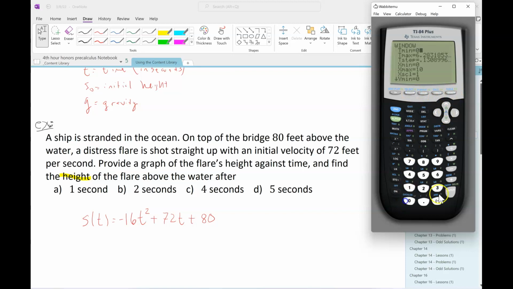And check my window here. What did we say? 0 to 10 seconds. That's fine. Then we went 10 seconds in the x direction, and we did 0 to 200 on the y. So there's the exact same picture we had before, right? But what I really want is this to be a graph of position, where the x is the left and right, and the y is the up and down that the flare is actually doing in real life.